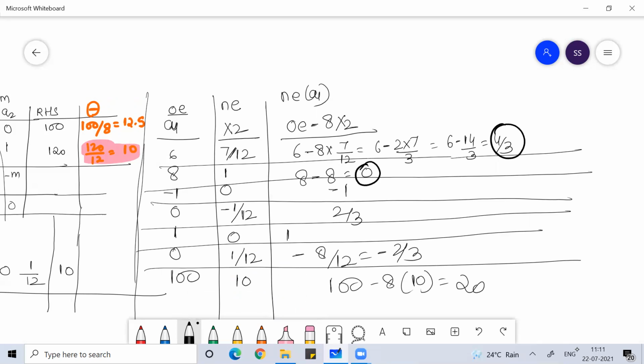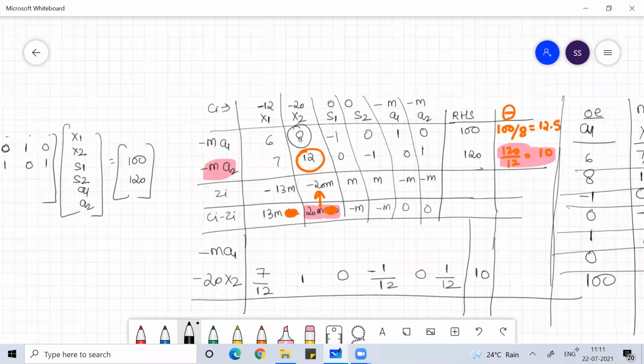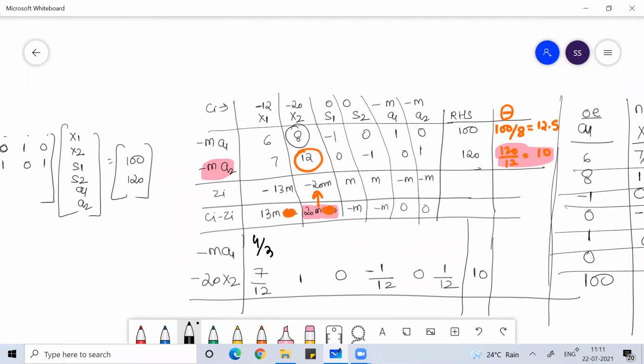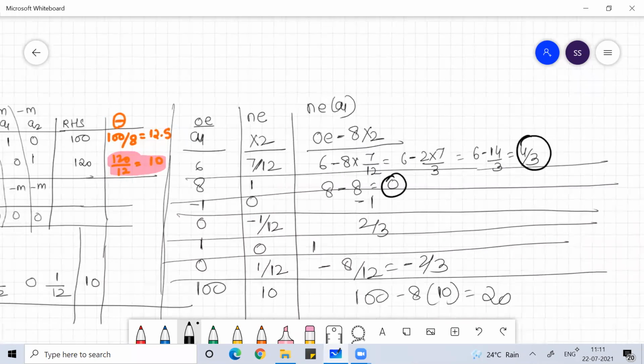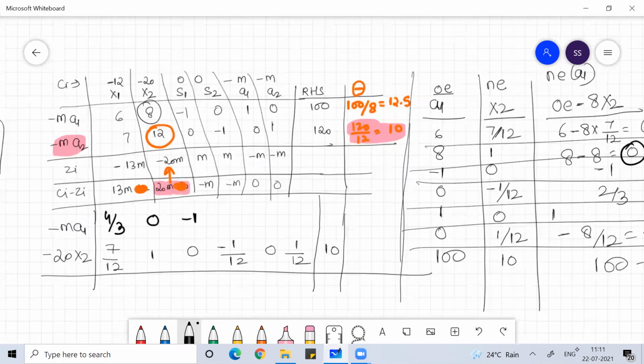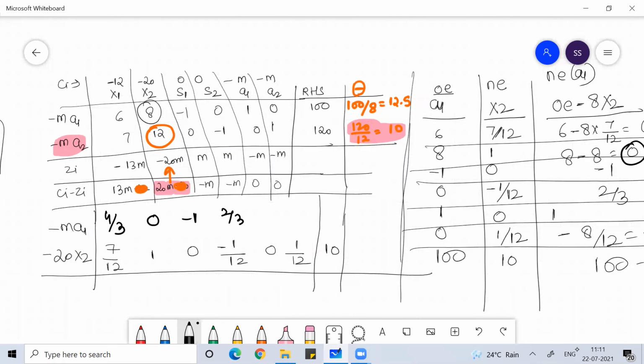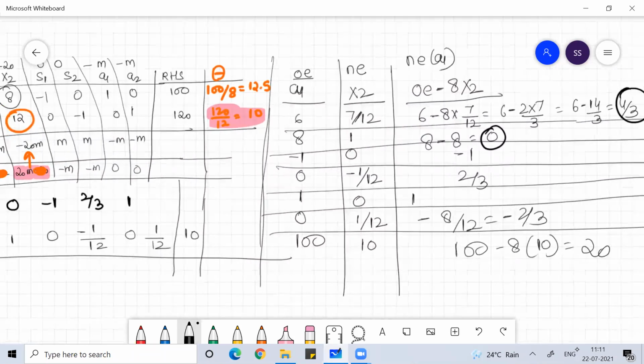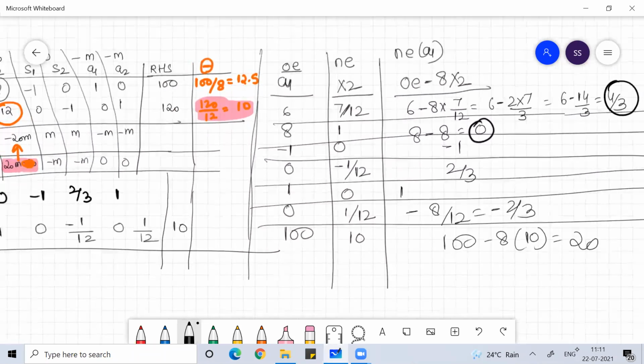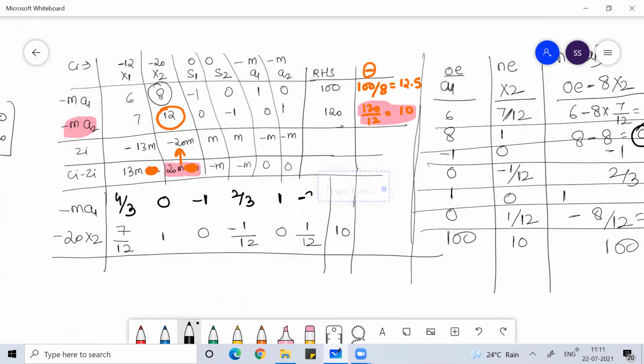So the new values are 4 by 3, 0, minus 1, minus 2 by 3, 1, minus 2 by 3, 20.